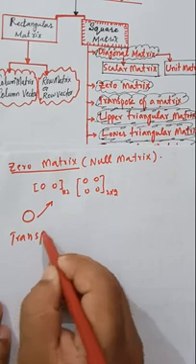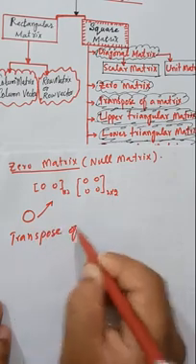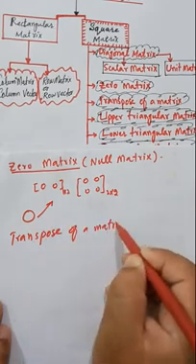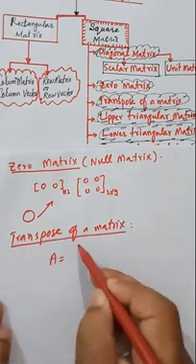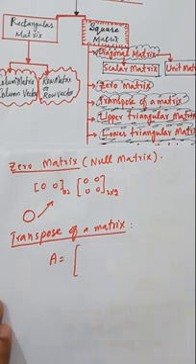Transpose of a matrix. Let's say A is a matrix, a square matrix. It may be a square matrix or it may not be, but we are always dealing with a square matrix, which is why we discussed the transpose for a square matrix. But you can also find the transpose of a rectangular matrix.